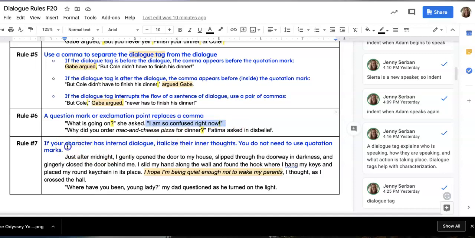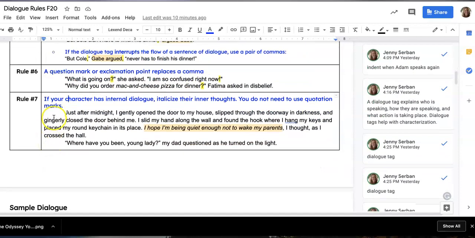Okay, rule number 7. If your character has internal dialogue, italicize their inner thoughts. You do not need to use quotation marks. Okay, so here's an example here. I'll read it so that you can hear what that sounds like.